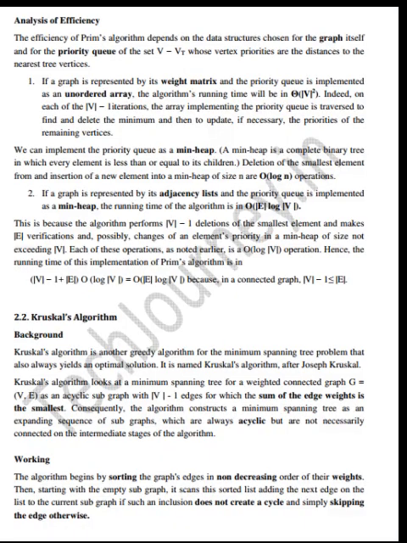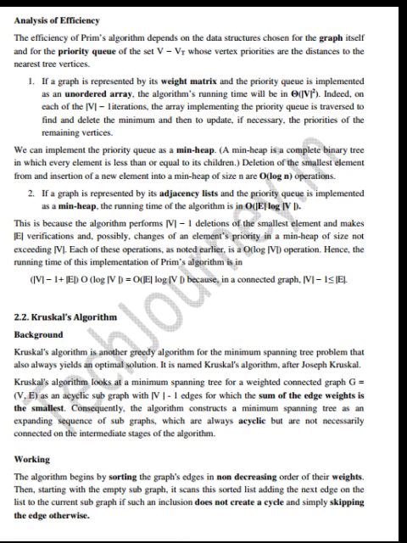Now let us see the analysis of efficiency. The efficiency of Prim's algorithm depends on the data structures chosen for the graph itself, and for the priority queue of the set V minus VT, whose vertex priorities are the distances to the nearest tree vertices.